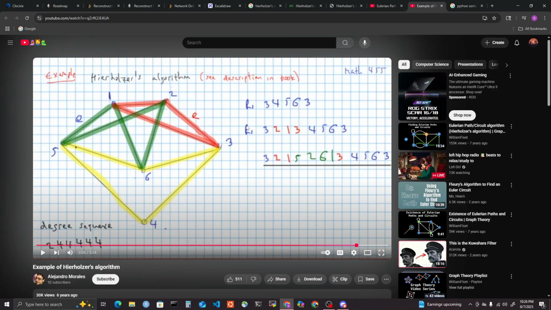looks for loops. Another thing I could do is like, interesting. There's multiple Eulerians you can create.